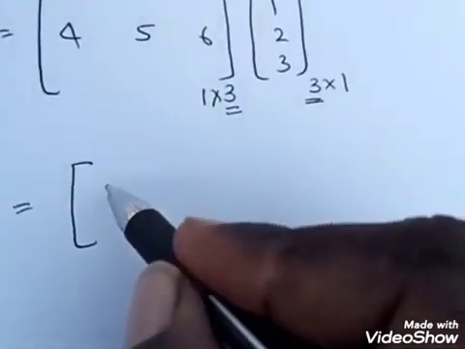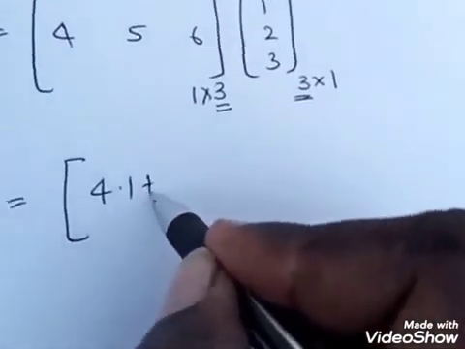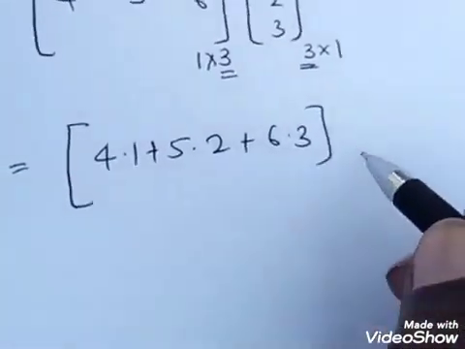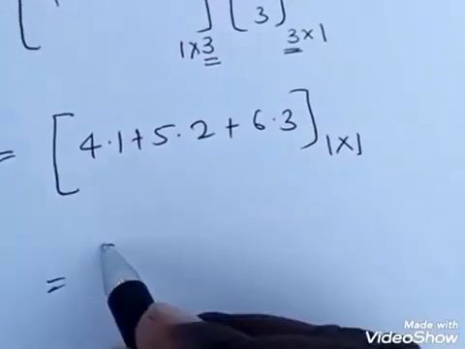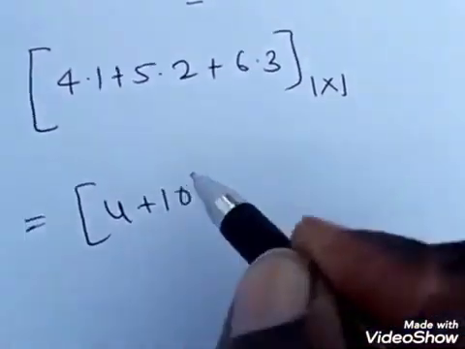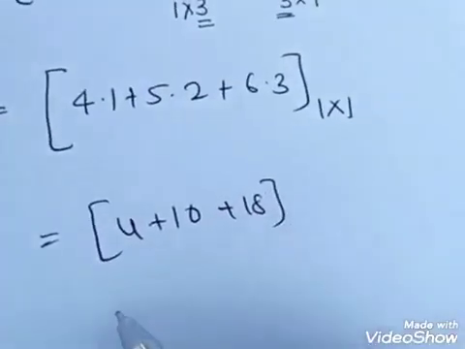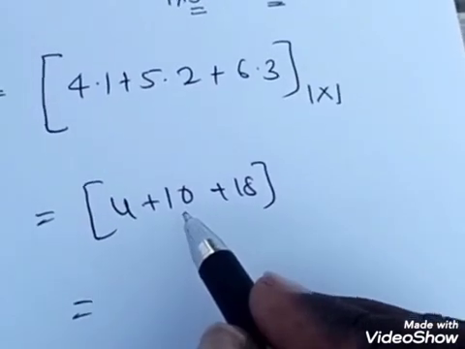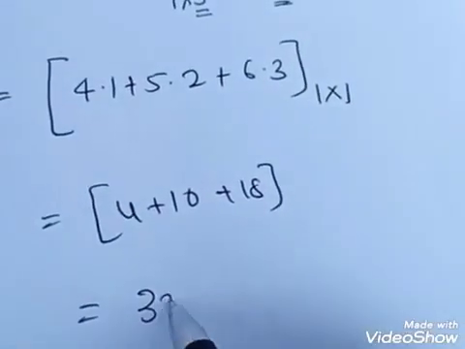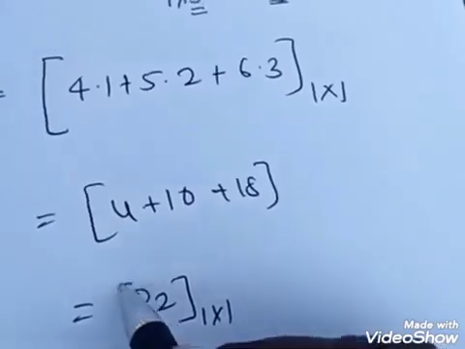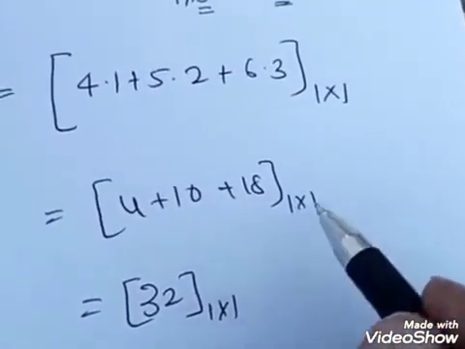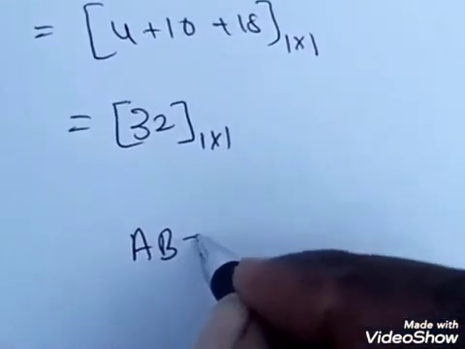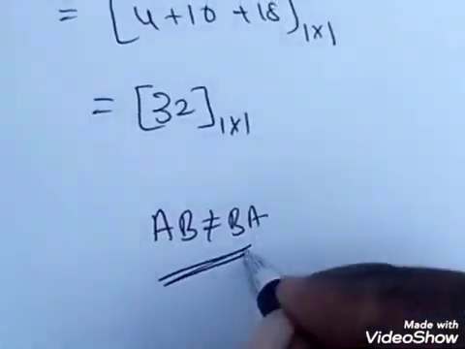That is, observe there, 4.1 plus 5.2 plus 6.3. Now that is a 1 by 1 matrix, that is nothing but 4 plus 10 plus 18, that is equal to 32. That is the 1 by 1 matrix you are going to get. Now clearly, what is the AB? AB is the 3 by 3, BA is the 1 by 1 matrix. Therefore, AB does not equal BA.